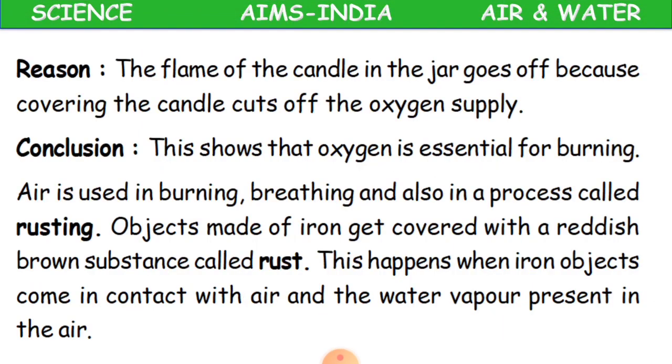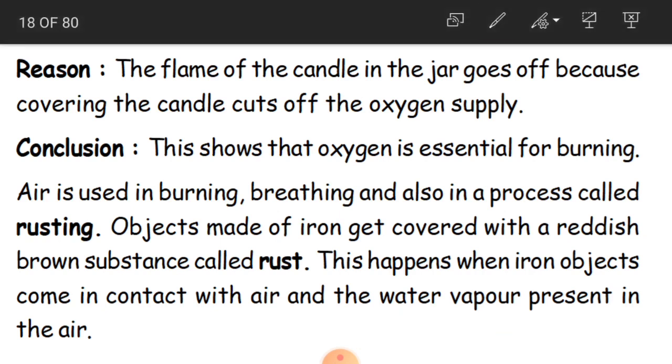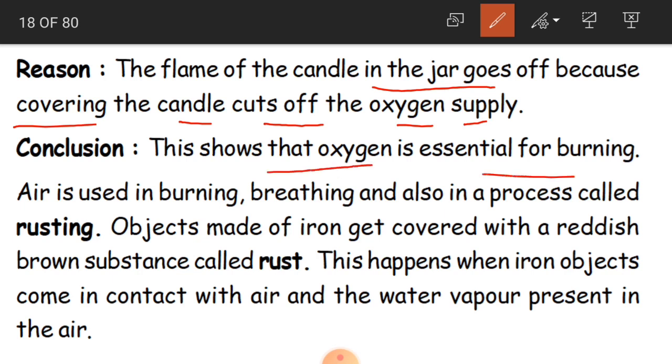As we learnt, the flame of the candle in the jar goes off because covering the candle cuts off the oxygen supply. When you cover the candle, there is no scope for oxygen there, so oxygen is not able to reach that particular place. That is why the fire is going to stop. So the conclusion is, this shows that oxygen is essential for burning. That is why we said that oxygen is very important for burning.